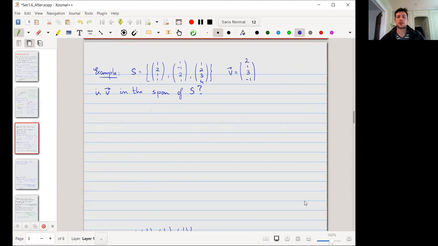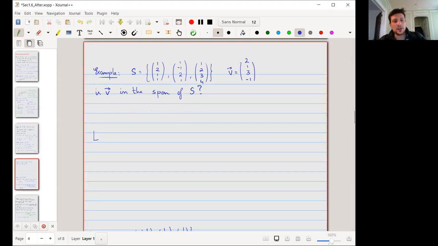Let's have a look at a couple more examples. Here's a question. I give you a set with 3 vectors in it, and then I give you another vector v. How do we check that the vector v is or isn't in the span of the vectors given in here? Well, we just said that belonging to the span is equivalent to a certain linear system being consistent. So this question is the same as the following.